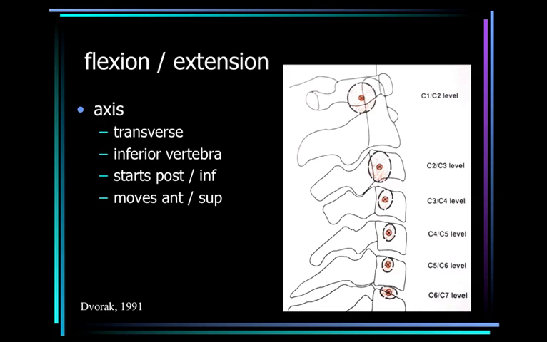There are 3 degrees of freedom of movement in this region of the spine: flexion extension, rotation and side bending, although rotation and side bending are conjunct movements that occur together. For flexion extension, movement is about a transverse axis, and this axis is located in the inferior vertebral body. It starts more posterior inferior, and as you go further down the spine it moves more anterior and superior, such that at the C6-7 level the axis is almost into the intervertebral disc.